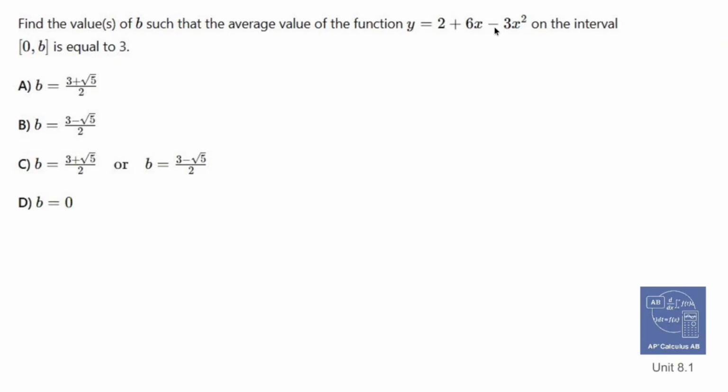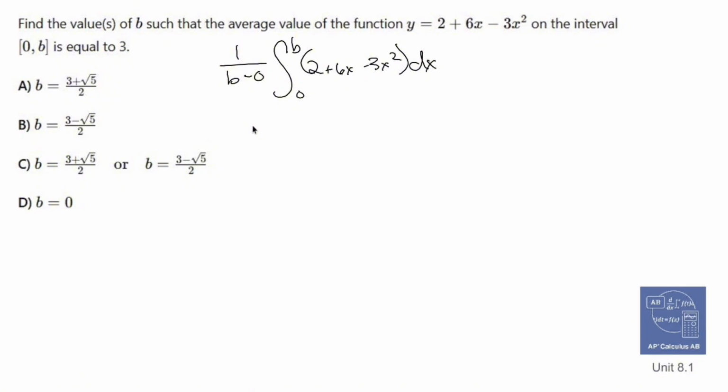Find the value or values of b such that the average value of the function y equals 2 plus 6x minus 3x squared on the interval 0 to b is equal to 3. All right, so here's our average value function. We're going to integrate between 0 and b of 2 plus 6x minus 3x squared dx. And at the end of the day, we want that to equal 3. We'll write that out at the end.